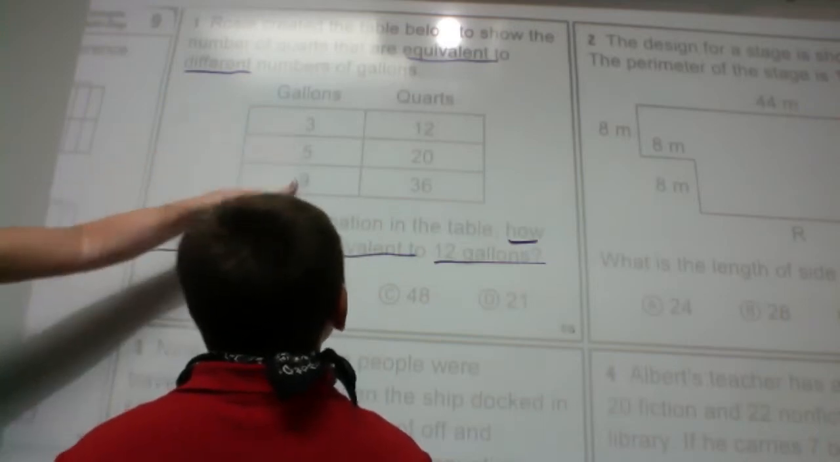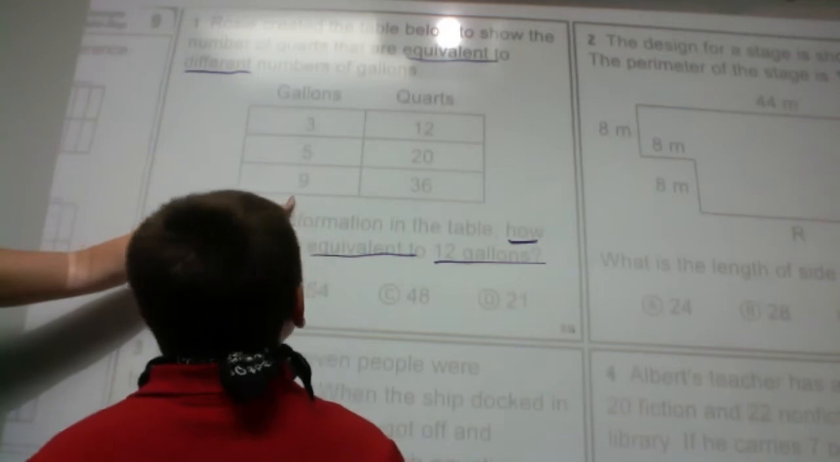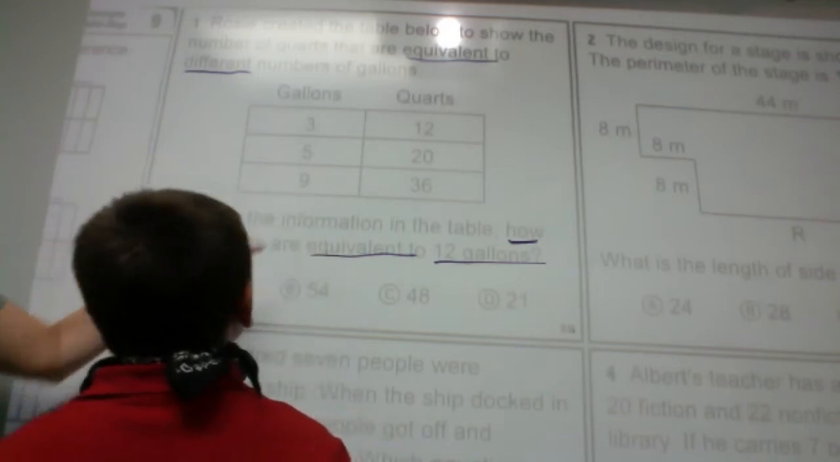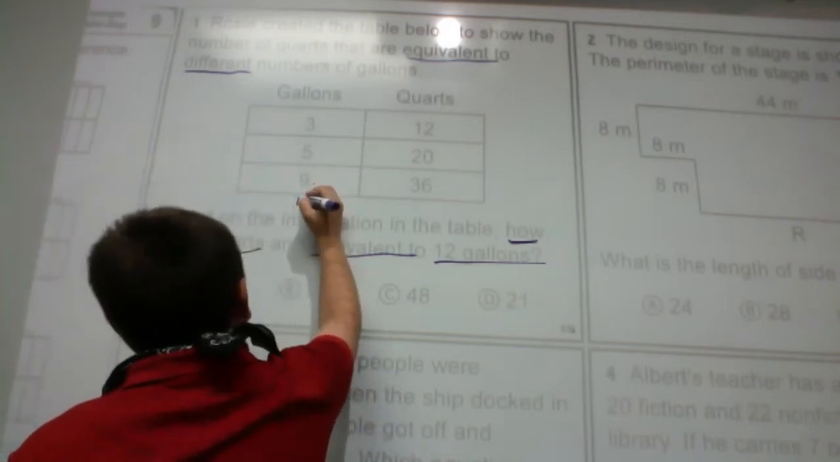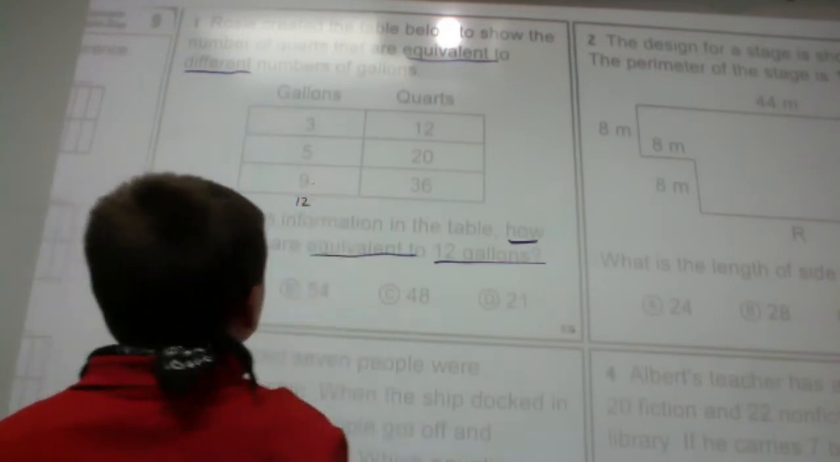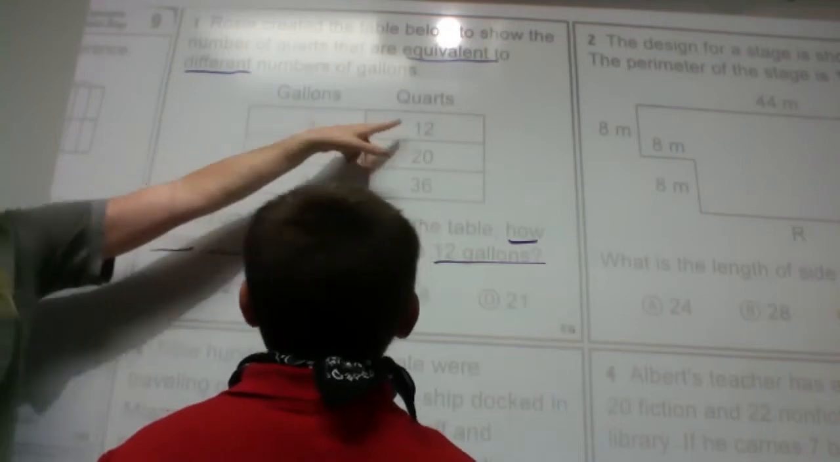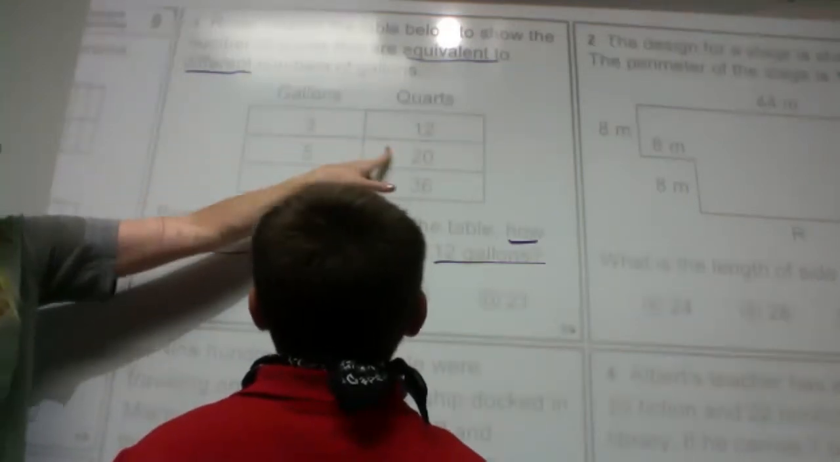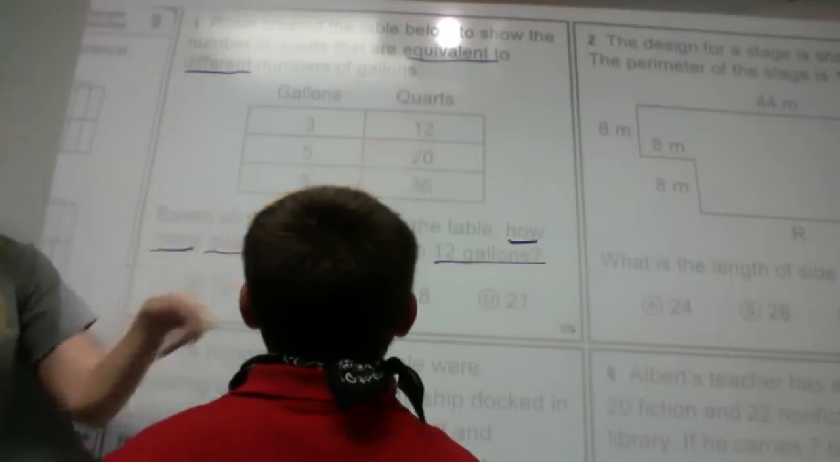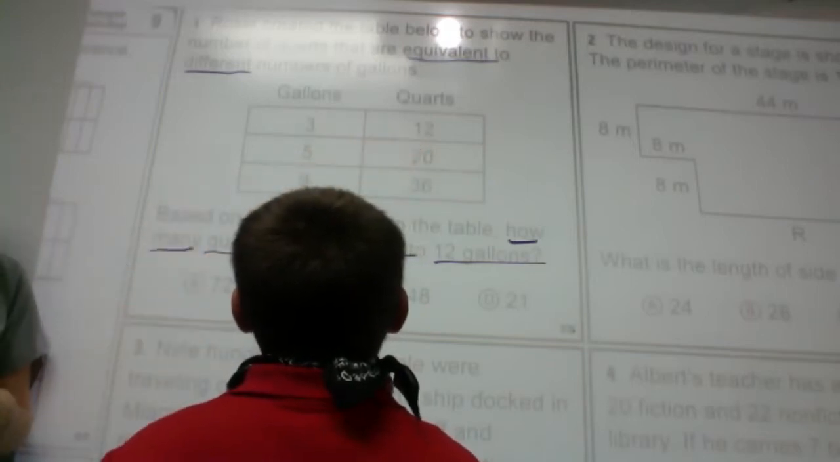Okay, do we have 12 gallons up here? No, so maybe we draw us a 12 right here. Okay, we're gonna have to solve for the quarts, right? But before we can do that, we need to figure out how do we get from gallons to quarts? What are we doing to this one to get here? Adding? Okay, what do you think we're adding?